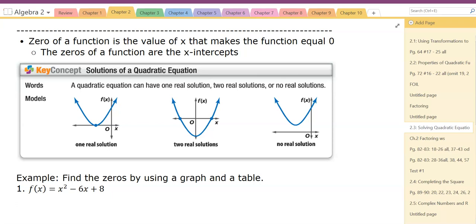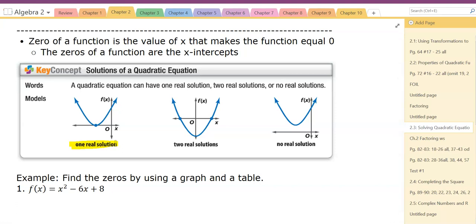Remember when we first talked about this, when I said you're looking for the solutions of a quadratic, you're trying to figure out where that parabola crosses the x-axis, because those are the solutions. So this chart summarizes the 3 different cases when it comes to finding solutions for quadratics. It can either have one real solution, so that's this first case. That's when the parabola hits the x-axis at one point.